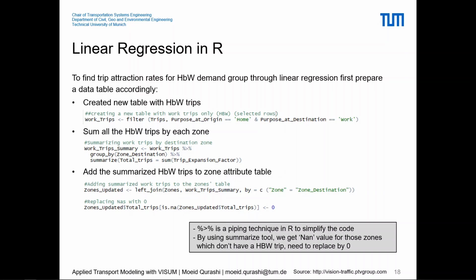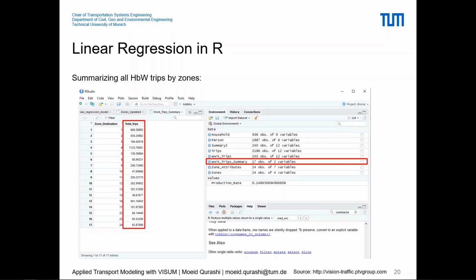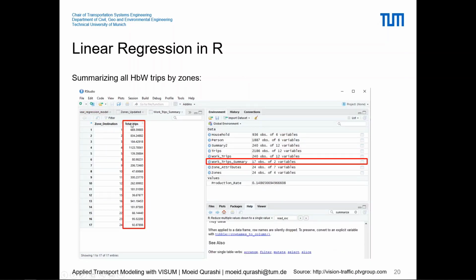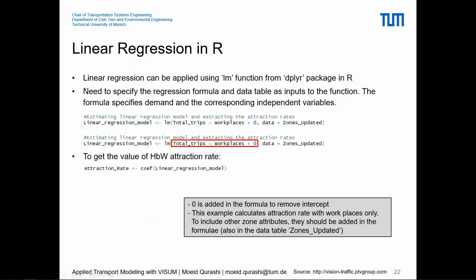I already gave you the concept behind it. So we are doing two operations by using this piping function on this work trip table. This is again the work trip table, and this should be the summary as I told you. We'll find from this work table for each zone how many total trips were attracted as home-based work, and then we attach these total trips to the zone table that we had. So the zone table has workplaces, inhabitants, and the total trips. And once we have that, we will use linear regression in R to find the trip attractions.